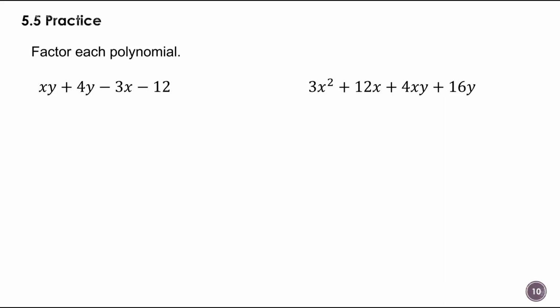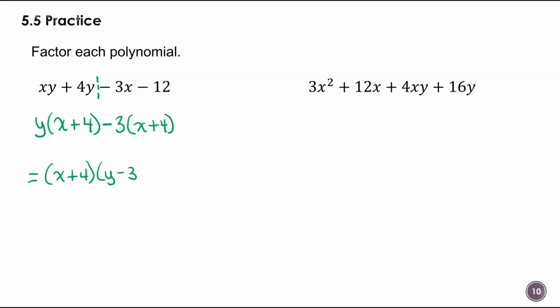Notice I don't have anything in common between my 4 terms. I'm going to split these and factor out the common factor for each pair. On the first 2, my common factor is y, and then that leaves me with x plus 4. On the second 2, it's going to be a negative, in this case negative 3, and that leaves me x plus 4. So I have an x plus 4 in common. That's my common binomial. And y minus 3 will be my second binomial because that's what's left when I factor out the x plus 4.